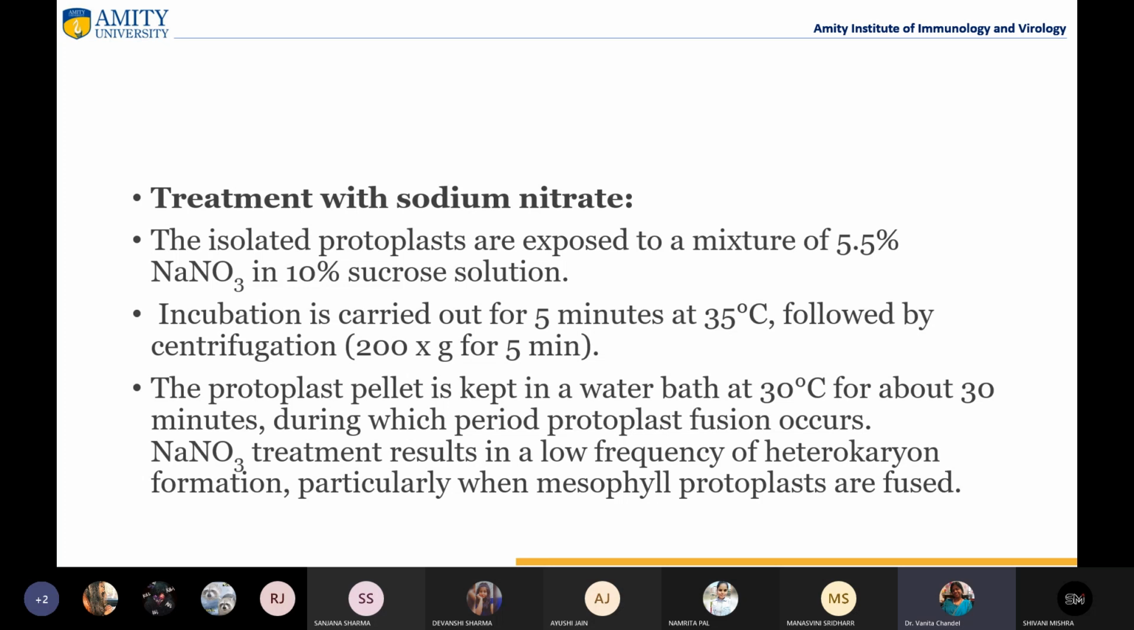The sodium nitrite treatment results in a low frequency of heterokaryon formation, particularly when mesophyll protoplasts are used. So this is one drawback that we are facing.